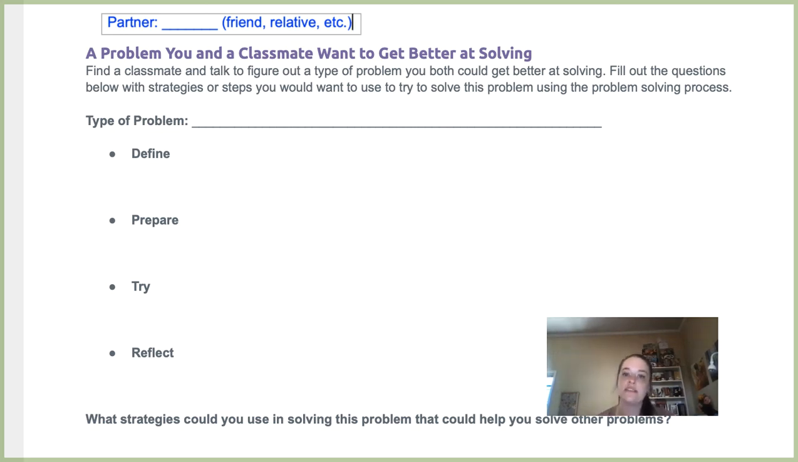And whenever you get done, you are going to save this as a PDF or export it as a PDF, and you're going to submit this to the assignment post in the Unit 3 folder. If you have any questions, please don't hesitate to ask, okay?